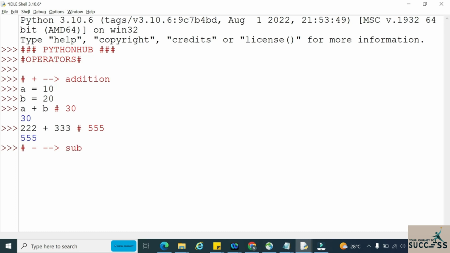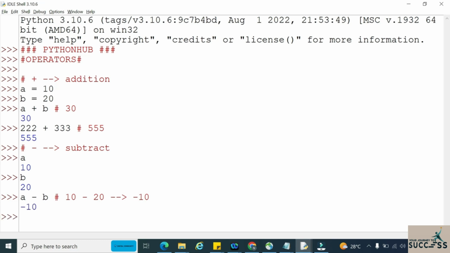Minus will be used to subtract two numbers, not only two numbers, any number of numbers. So again, my a value is 10 and b value is 20. If I perform this subtraction between a and b, what will be my output? 10 minus 20 is obviously minus 10. So in this way we can perform the subtraction between two numbers using the subtraction operator.